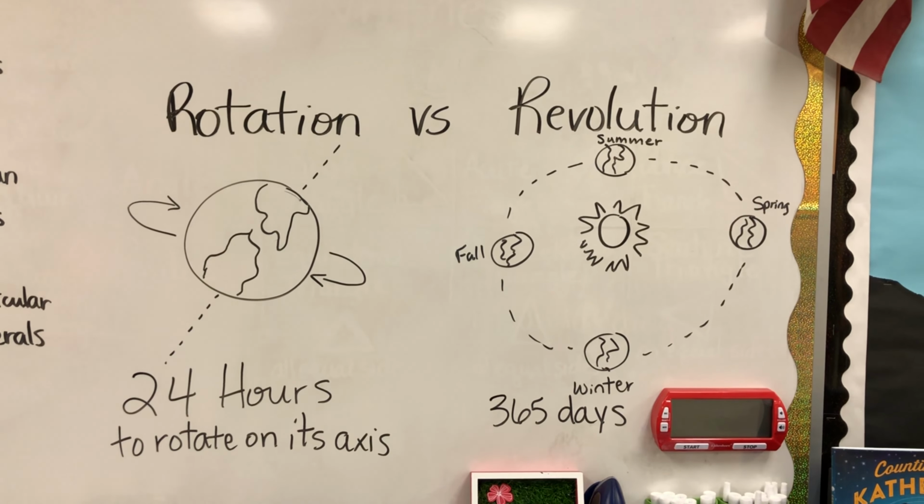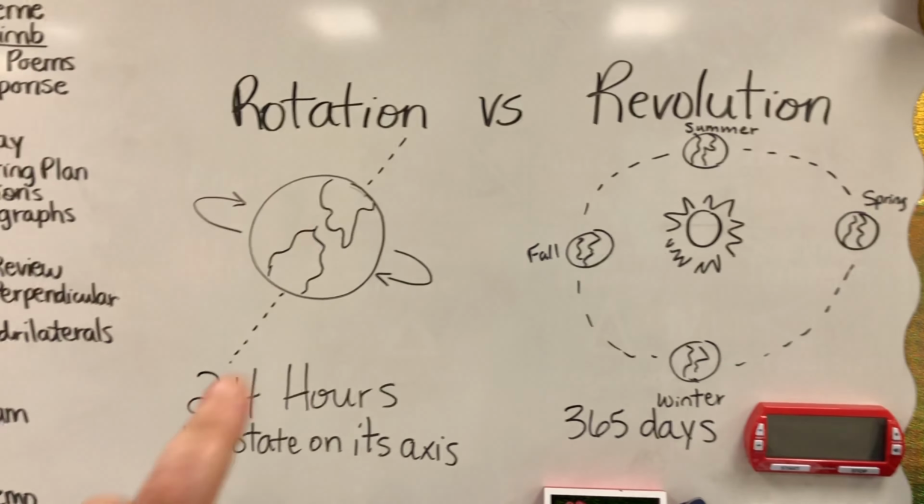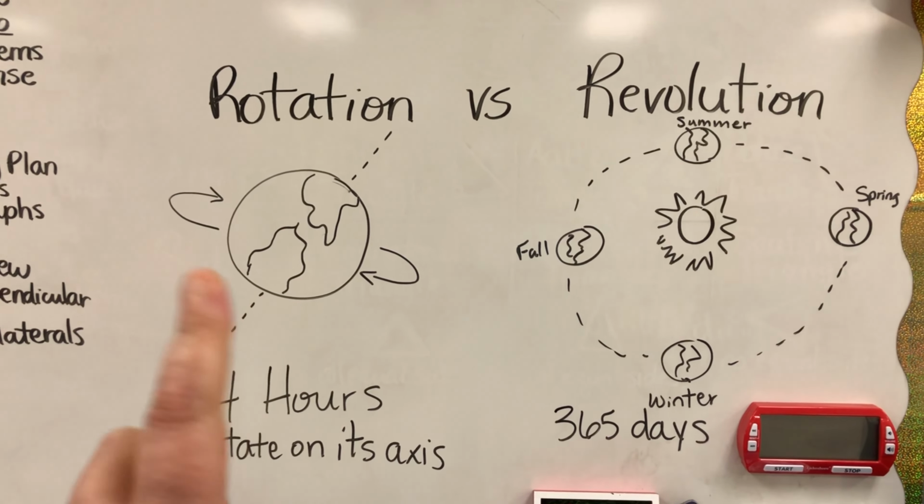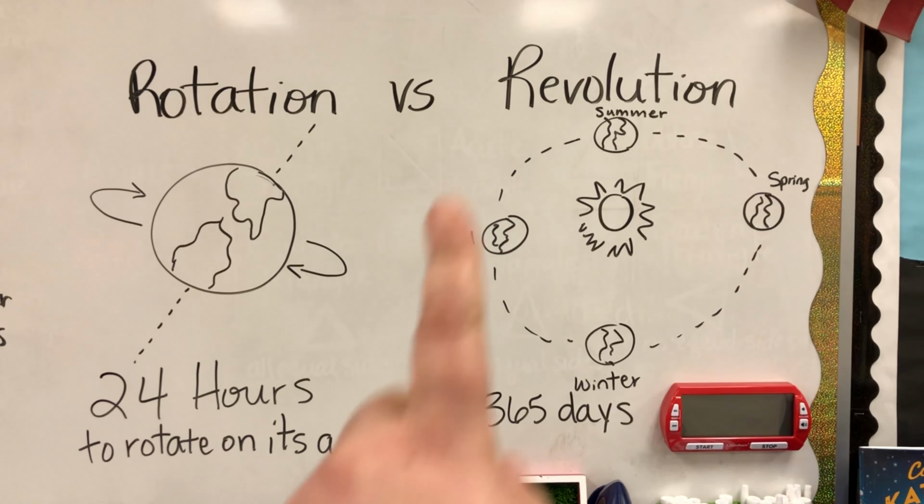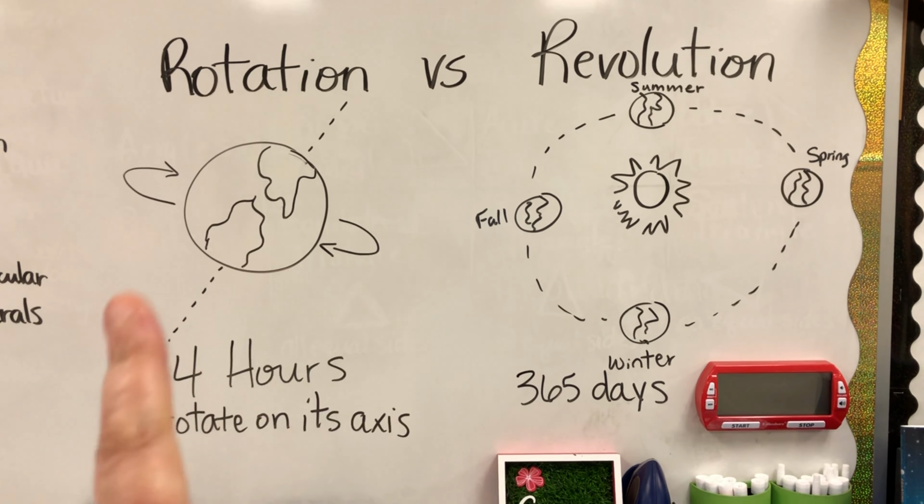And also, while we were doing the science review, I had to review with the students again the difference between rotation and revolution. So I drew a quick diagram on the board so that they remembered that Earth spins on its axis or rotates on its axis, and it revolves or goes around the sun, and how long it takes the Earth to do both.